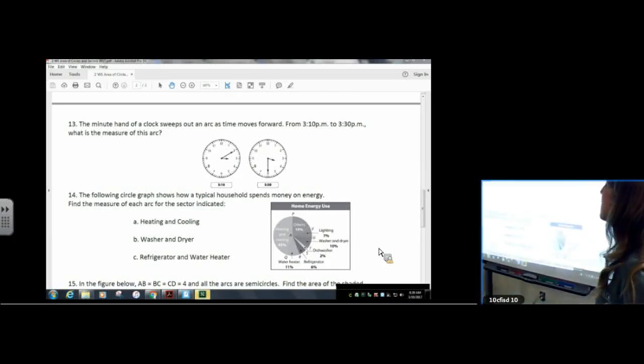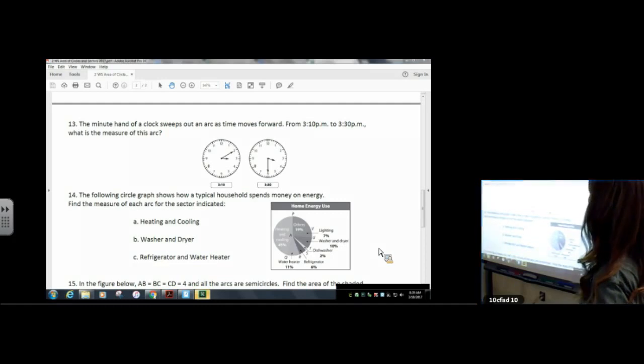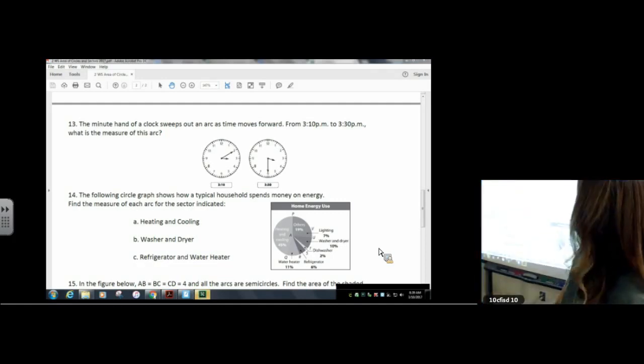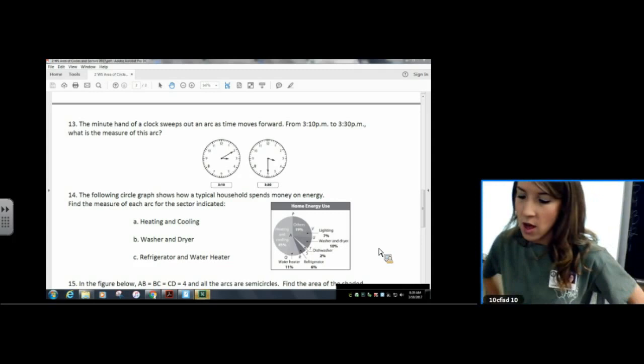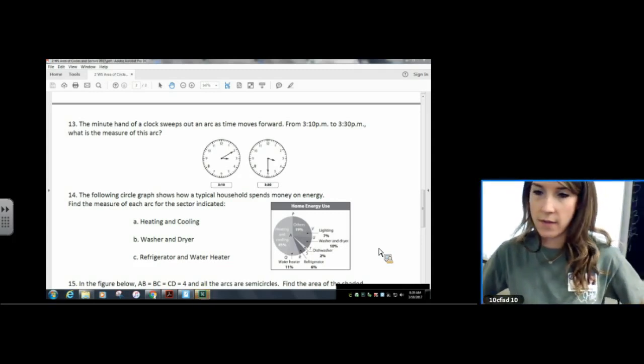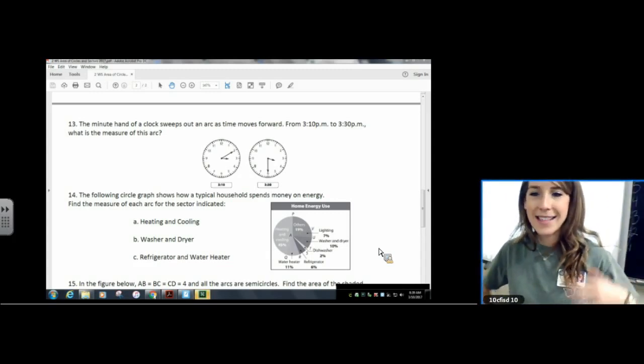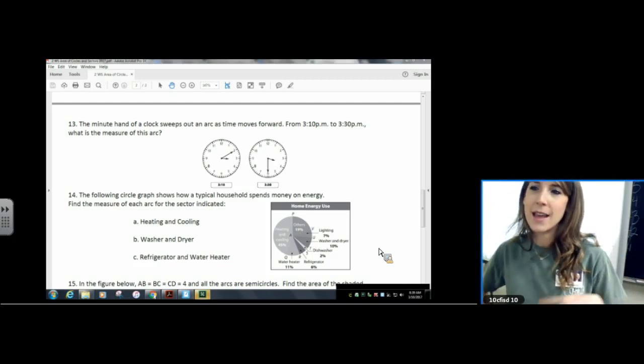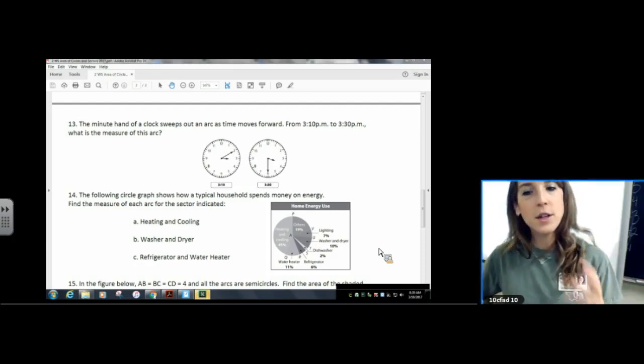13. The minute hand of a clock sweeps out an arc as time moves forward. From 3:10 to 3:30, what is the measure of this arc? Now, is it asking for length or is it asking for measure? Because those are two different things.